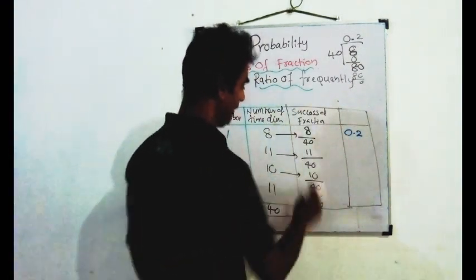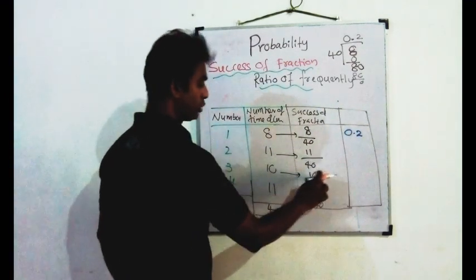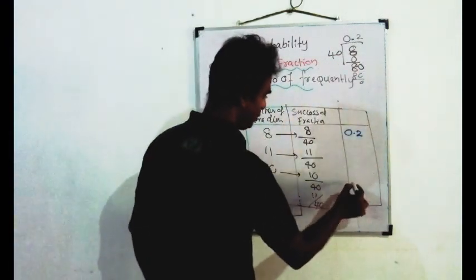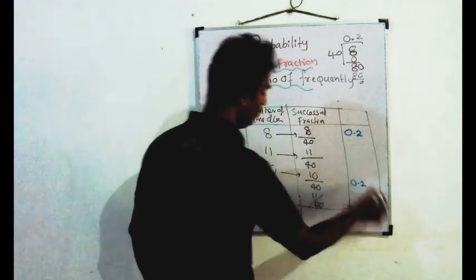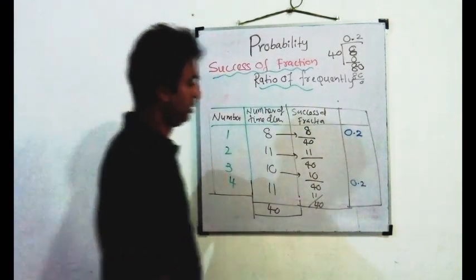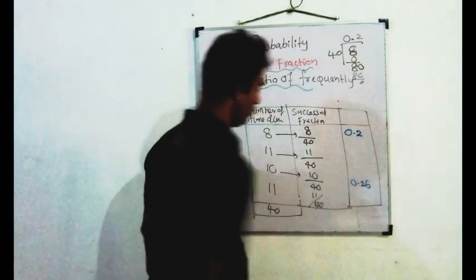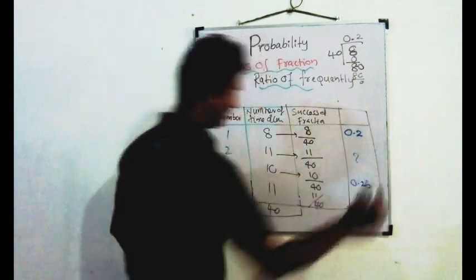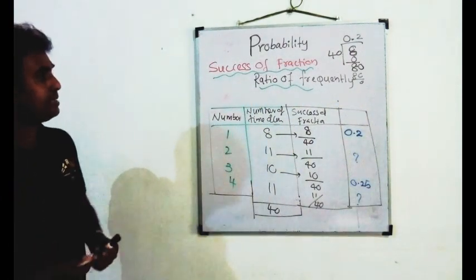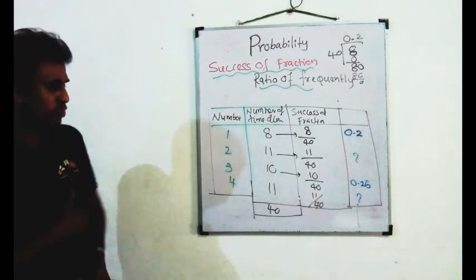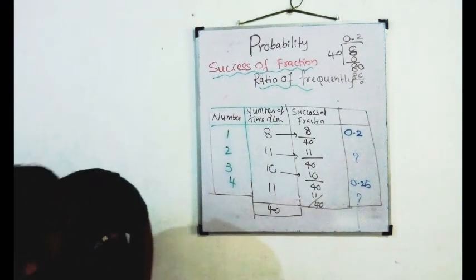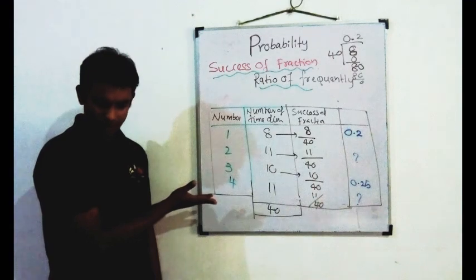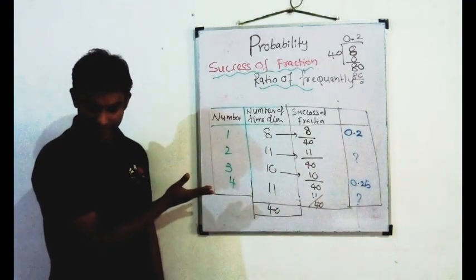Next one, you can divide this one. Next one, 10 upon 40, you know that, right? 0.25, like that. You want to find this, and you want to find this also. That is what we call the fraction of success. By using this diagram, we can ask questions like this.